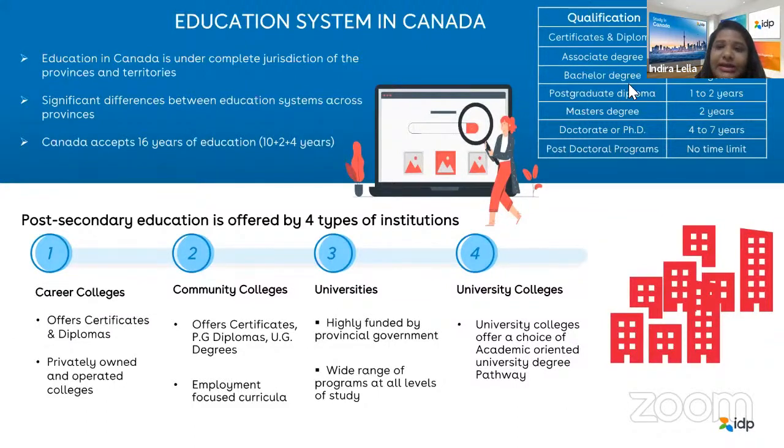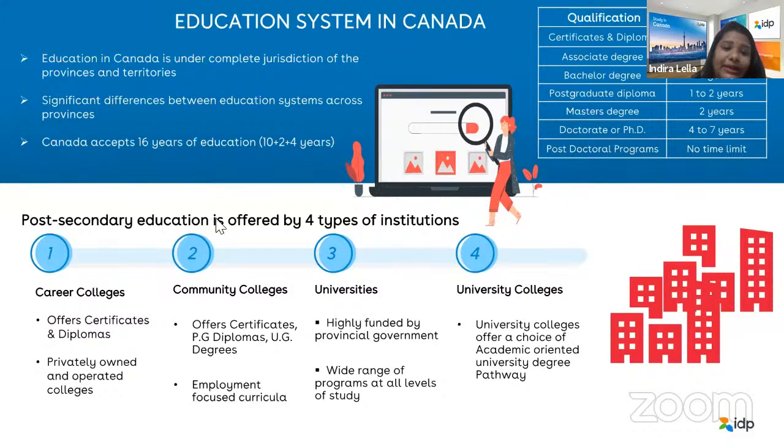Yes, another thing is that when it comes to the postgraduate diploma program, they are usually offered in two options. One is the 1 year program, and the other is the 2 year program. And masters are typically offered at a 2 year pace. Okay, and most of the postgraduate diploma programs are offered at the college level, and the master's degrees are only offered at the university level.